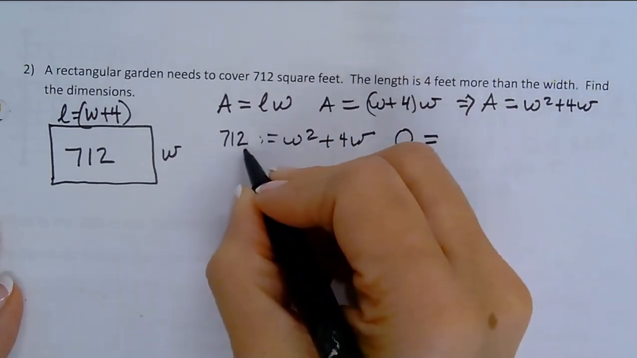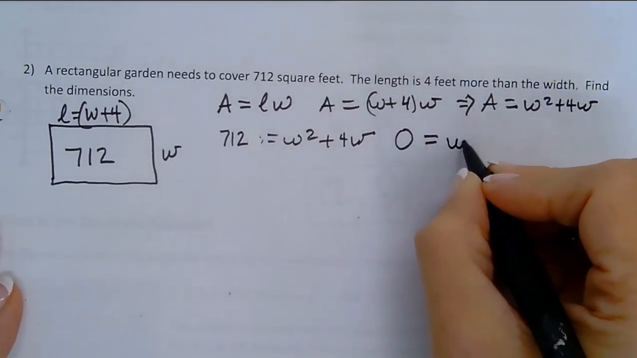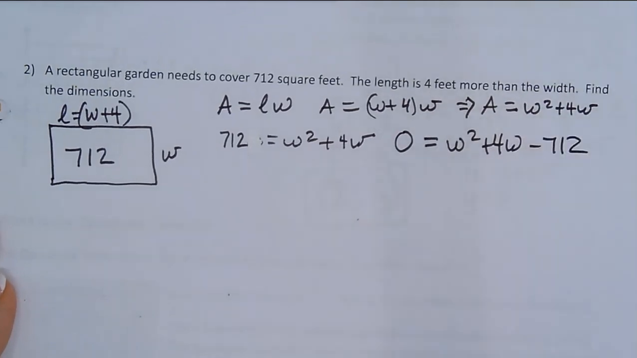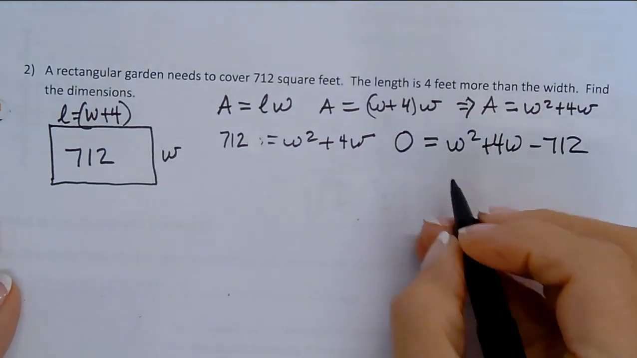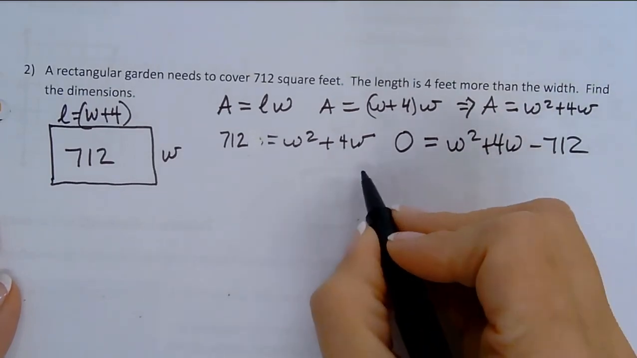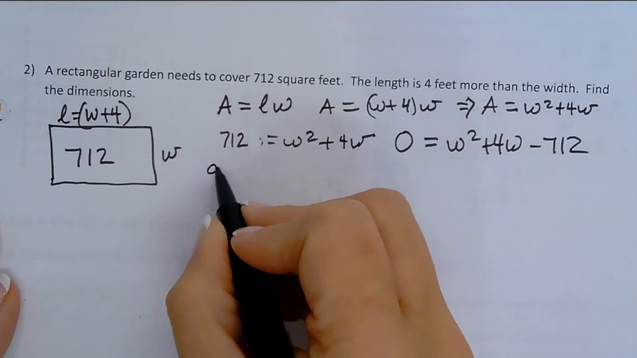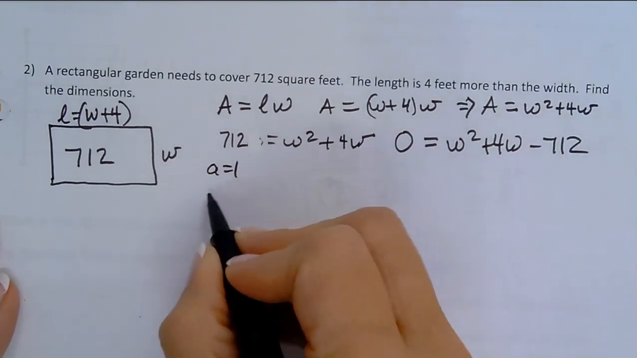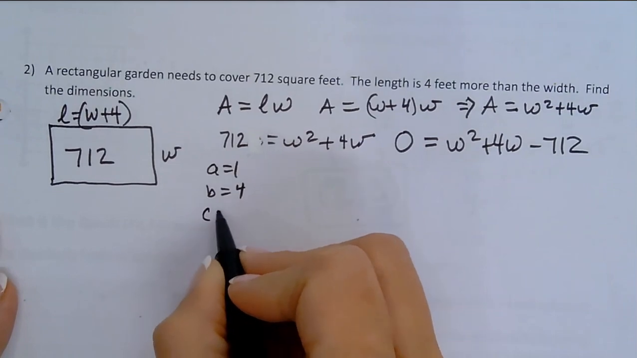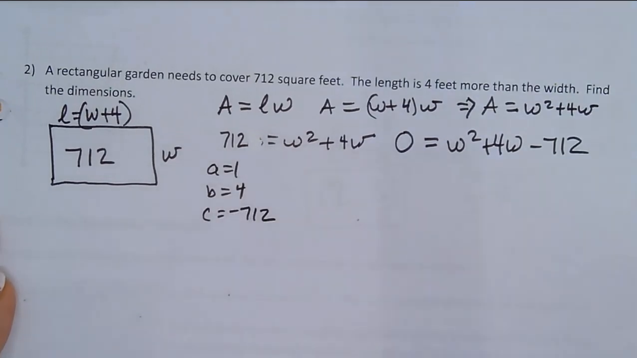And so that means I have to subtract 712 from each side, right? So W squared plus 4W minus 712. Now I'm going to find out what values of W make this whole thing equal to 0. And so I'm going to use my quadratic formula. So I'm going to say A equals 1, B equals 4, and C equals negative 712.